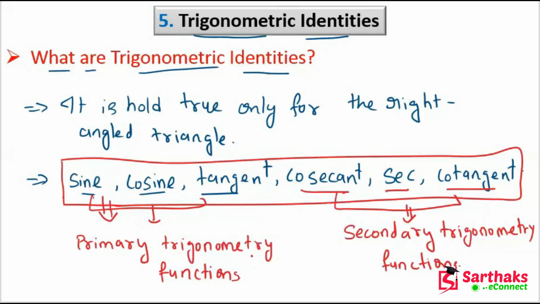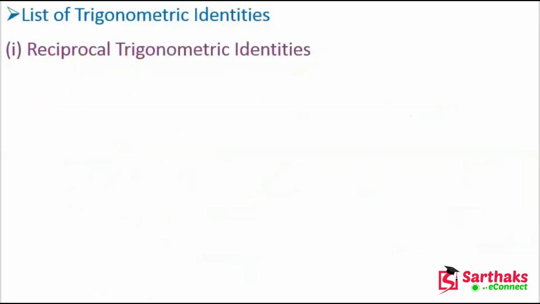Okay, so now let's move on. Now we are seeing the list of trigonometric identities. There are various trigonometric identities in trigonometry which are used to solve many trigonometric problems. Using these trigonometric identities or formulas, complex trigonometric questions can be solved quickly. So now let's see.